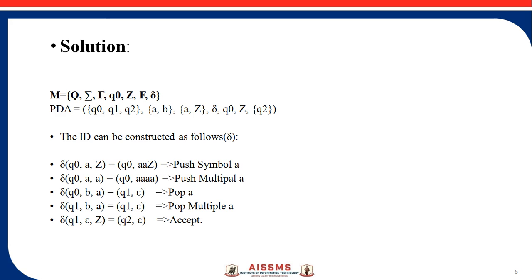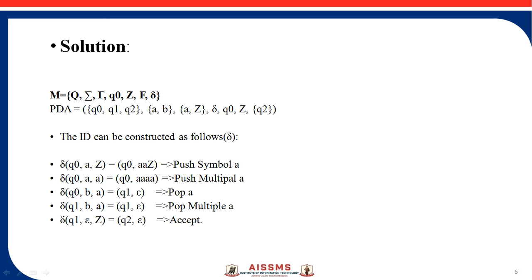Now when we read b, we will change the state from q0 to q1. Okay, state q0 to q1. Then we start popping the corresponding a's, hence pop a. Thus this process of popping for each b will be repeated until all the symbols are read. Note that the popping action occurs in state q1 only.